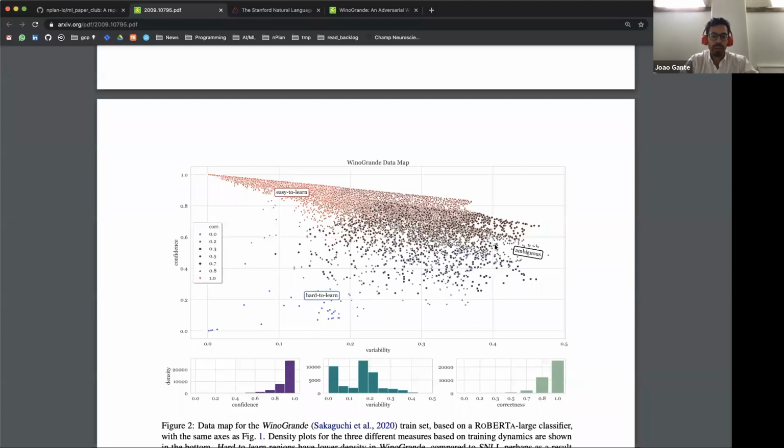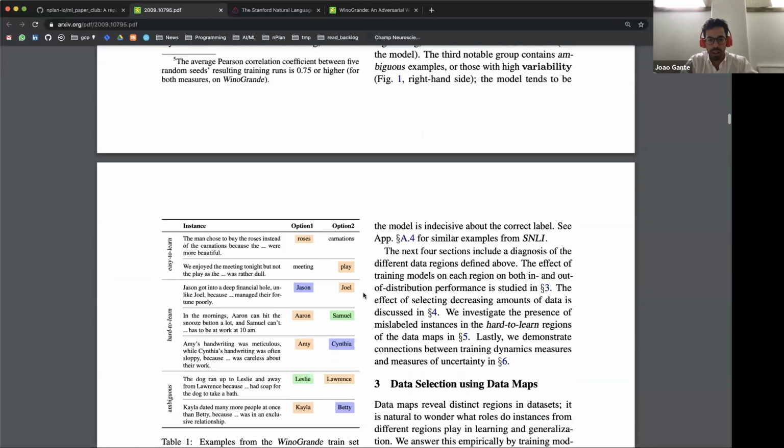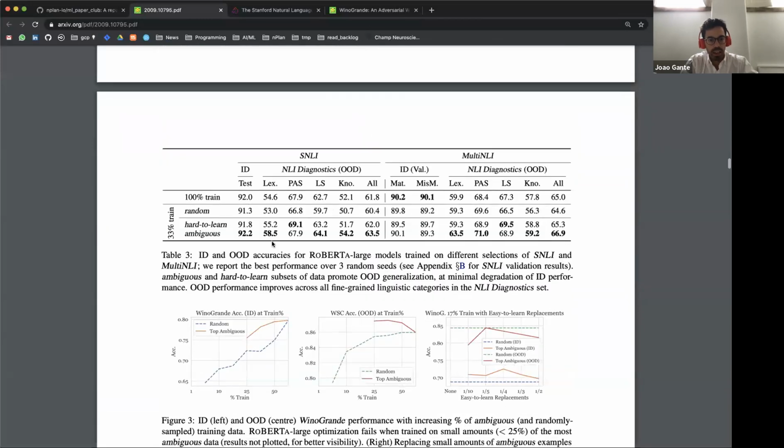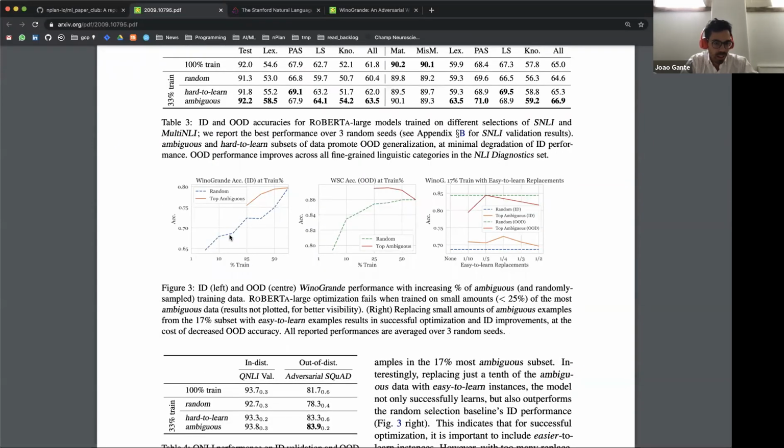So essentially, you can crop the samples with high variability, but if you do so, you need to make sure that you have enough samples from this region. Otherwise, your model will not be able to learn, as they discuss in this section, and that is why they don't show the plot down here. However, if you do so, the top ambiguous samples will get very high performance, especially in out-of-distribution sets, with much less training time.